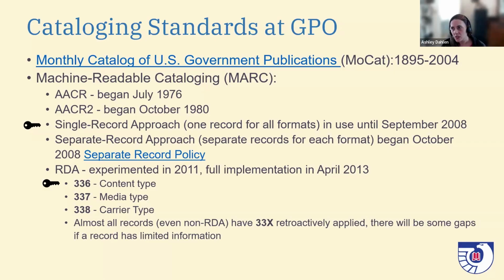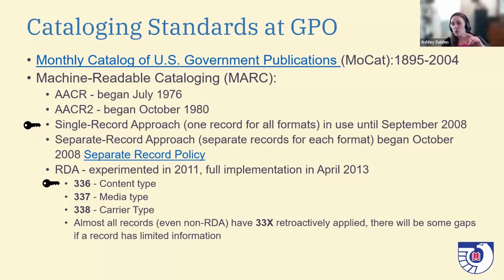We began machine readable cataloging or MARC cataloging in July of 1976. That was in the AACR standard. We began using AACR2 in October of 1980. This is key here. And I was trying to put little key symbols next to important things in my slides throughout this presentation because these are things that I'm being asked about quite a bit of late, okay?